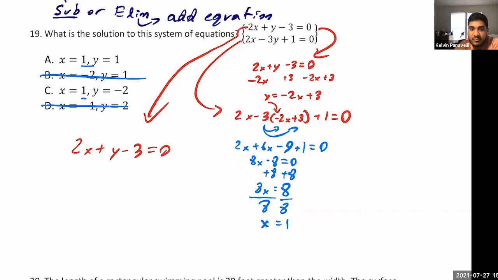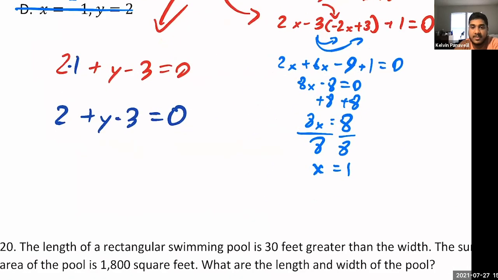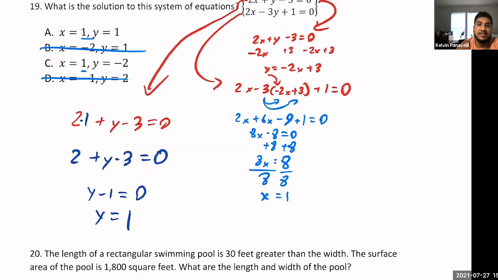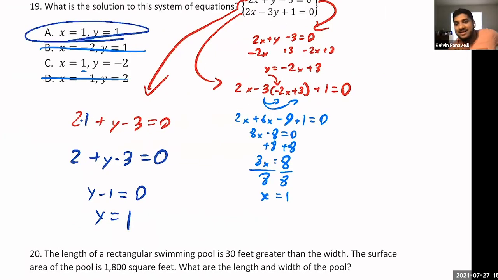And then we just can plug in 1 for x, right? So it'd be 2 times 1, plus y minus 3 equals 0, right? And then let's just go ahead and combine: 2 minus 3 is negative 1, right? Add 1 to both sides, y equals 1. That's it, right? So perfect. Answer is A. Natalie, appreciate you. Great job. Thank you.